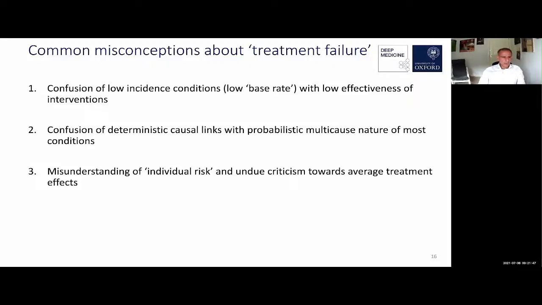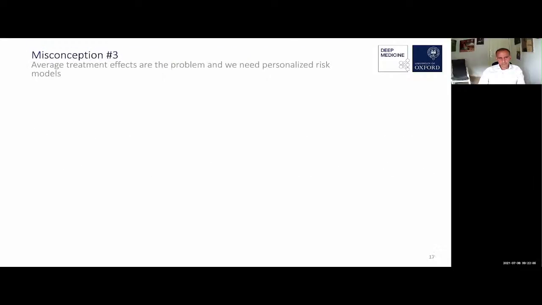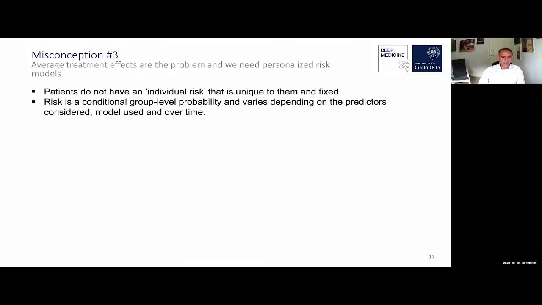But the last point that I want to say a few words about is the misunderstanding of the notion of individual risk, and therefore the undue criticism that is given to average treatment effects, which is the foundation of epidemiology and clinical trials. To expand on that point, the proponents of precision medicine argue that average treatment effects are the key problem, and we need to personalize risk models for better and more efficient management. So I'd like to highlight that one thing that is often forgotten is that patients actually do not have an individual risk that is unique to them and fixed. We know from numerous, in fact, very old studies that risk is a conditional group level probability. And the risk will vary depending on the predictors considered, the model used, and over time.